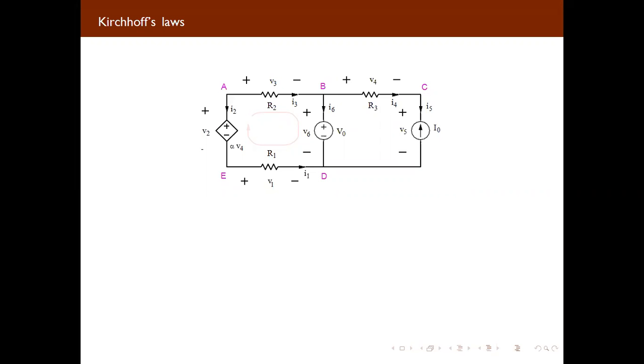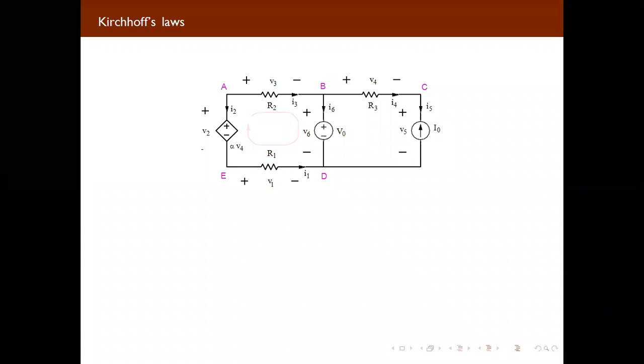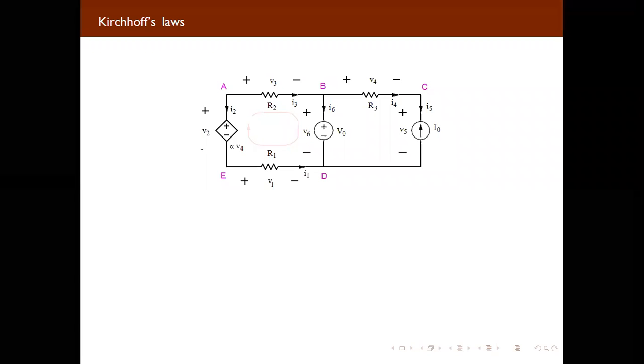So what does Kirchhoff current law tell us? Kirchhoff current law states that at any node, incoming current is equal to the outgoing. So if you see here, there are 5 nodes, so we will get 5 equations and we can equate those linear equations, so we will get the values for I1, I2, I3, I4, I5 and I6.